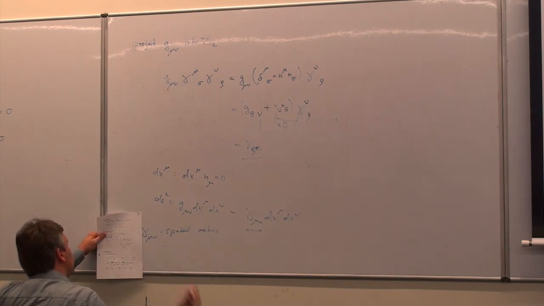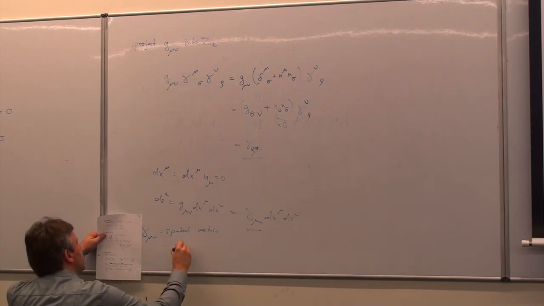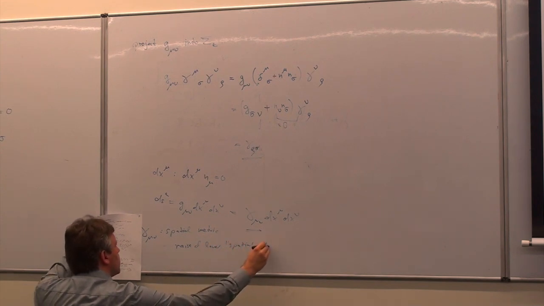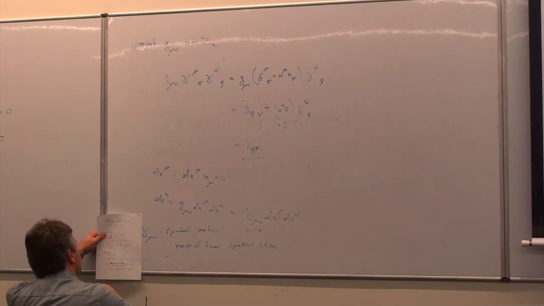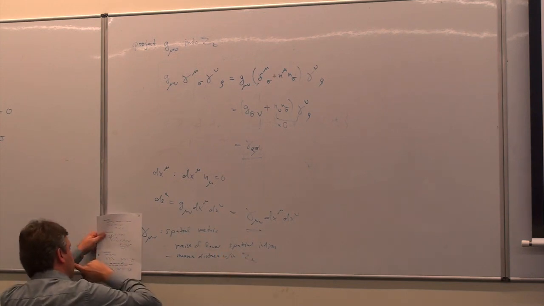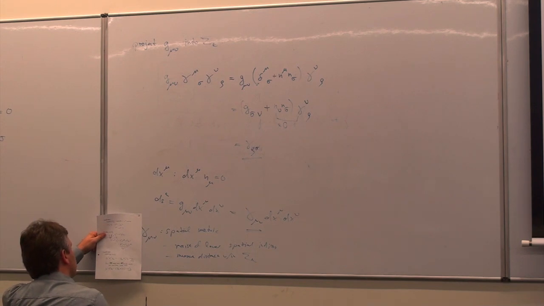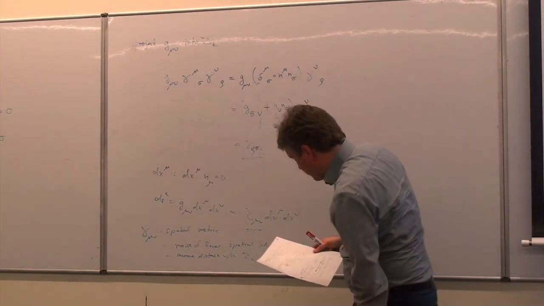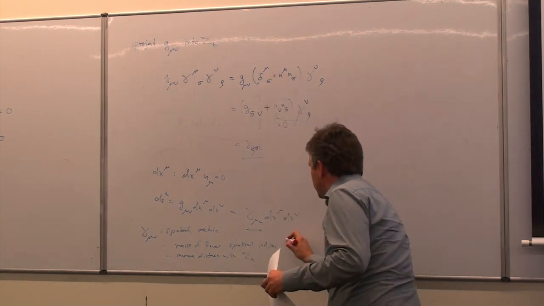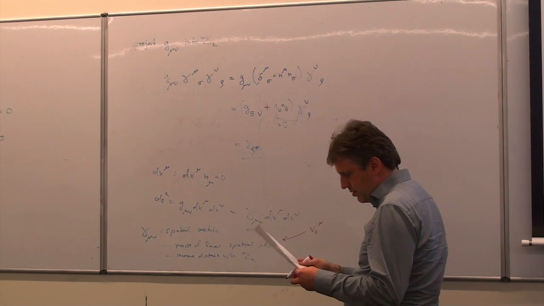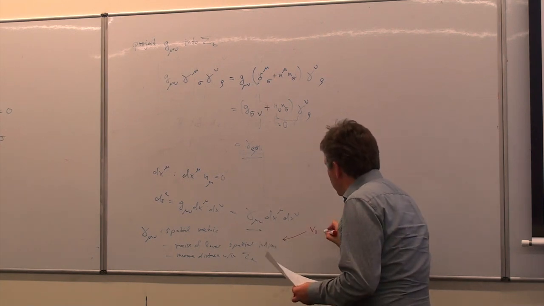With it, we can raise and lower spatial indices. With it, we can measure distance within the hypersurfaces Σ_t. This raising and lowering of indices, let's just try it out. Let's take our parallel vector again, v parallel with an upper index, or rather, let's try to compute the lower index.